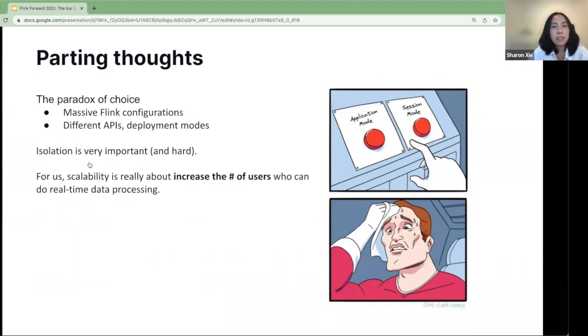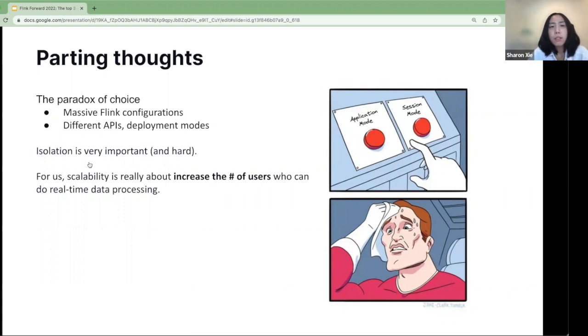So the cost of those challenges, to me, is really just that a lot of expertise is needed to make good decisions. Think about those massive Flink configurations with different APIs and different deployment modes. It takes real expertise to know what's the right thing to do. And with the cloud infrastructure, you need to know the networking, operating systems, distributed systems, security rules. That's just a lot to deal with. So for us, we think that the scalability for Flink actually means how do you increase the number of users who can do real-time processing? And to us, the answer is clear.